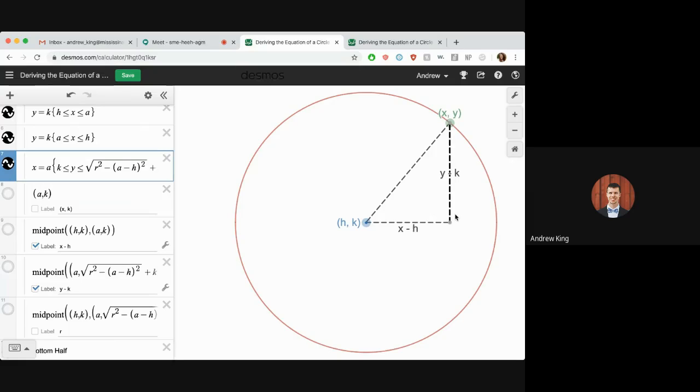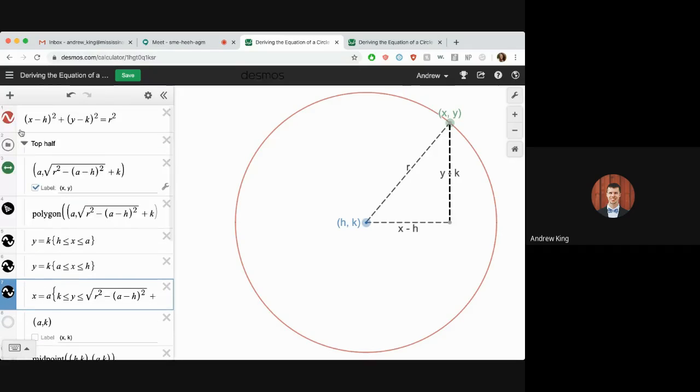So then I can do a squared plus b squared equals c squared. That would be x minus h squared plus y minus k squared. And that'll be equal to this hypotenuse here squared. And what did we say this hypotenuse is? It's the radius of the circle, right? This is the radius. So if I do this squared plus this squared, it should equal this squared.